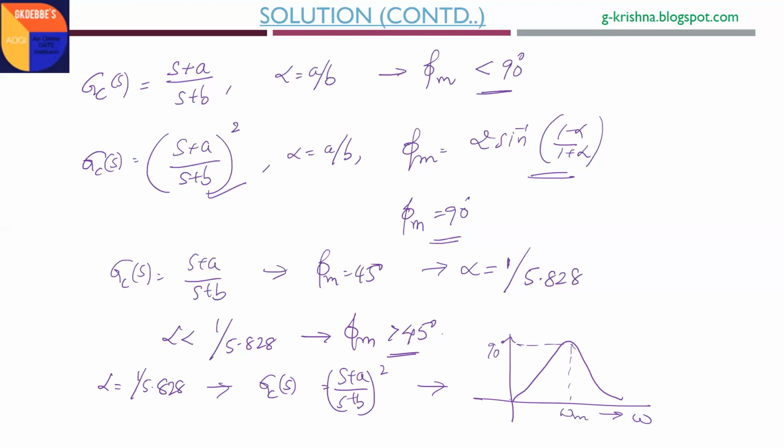If you want to get greater than 90 degrees, then you have to connect an alpha less than 1 by 5.828. Now in our given question, alpha is given as 1 by 10, which is less than 1 by 5.828. Definitely the two lead systems can provide more than 90 degrees for us. And for minus 270, if we add more than 90 degrees, then the phase will go above minus 180 degrees, so that the phase plot cuts the minus 180 degrees line 2 times.